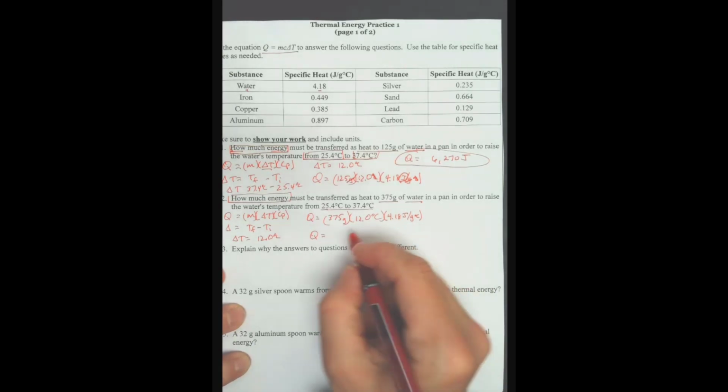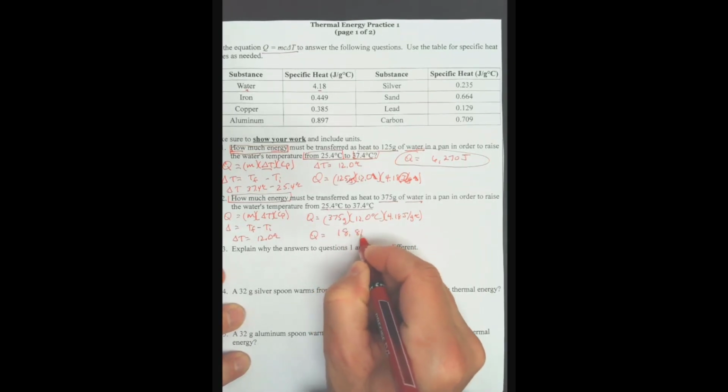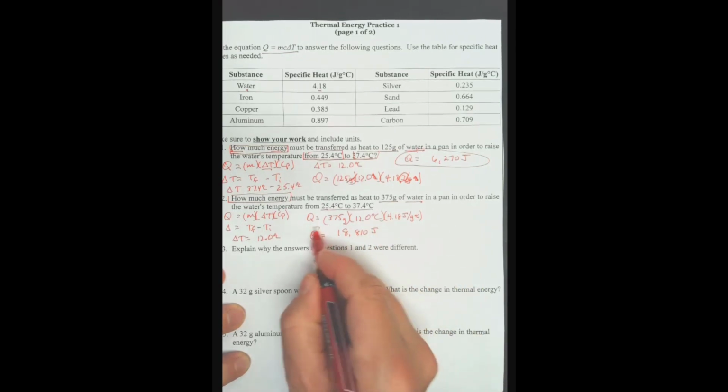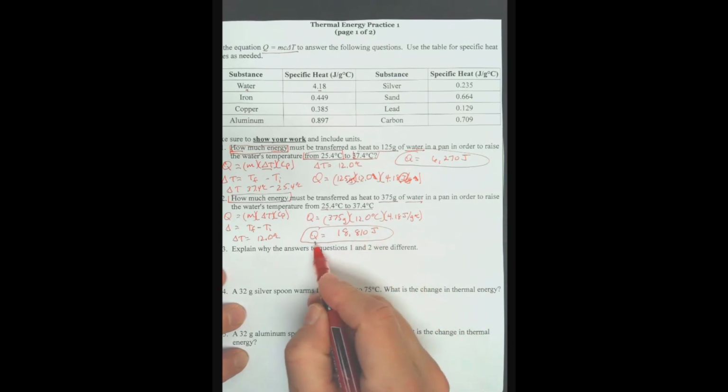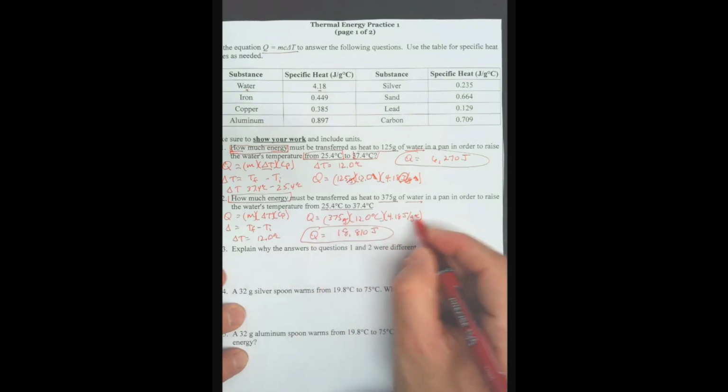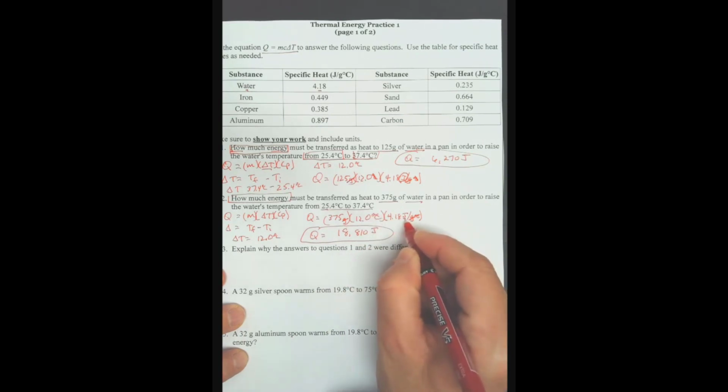375 times 12.0 times 4.18 equals 18,810 joules. And again, same rules apply. I know that joules is the unit for Q, and I can also go through again and just cancel out my units for grams and cancel out my units for degrees Celsius, and the only one left there is joules.